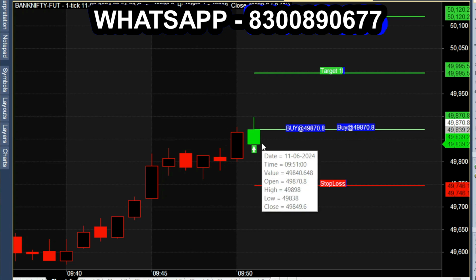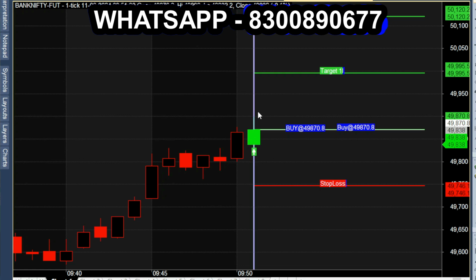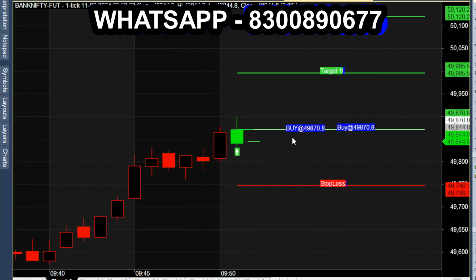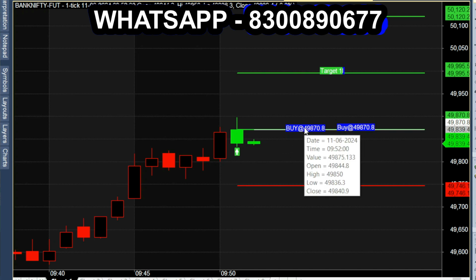So coming back to today's call, the call came at 49,870. The calls are generated based on our strategy. According to our strategy, whenever the breakout happens, it will immediately give these calls. So through these calls only you are going to trade. The call came at 870, the first target is 995, a 125 point first target range.